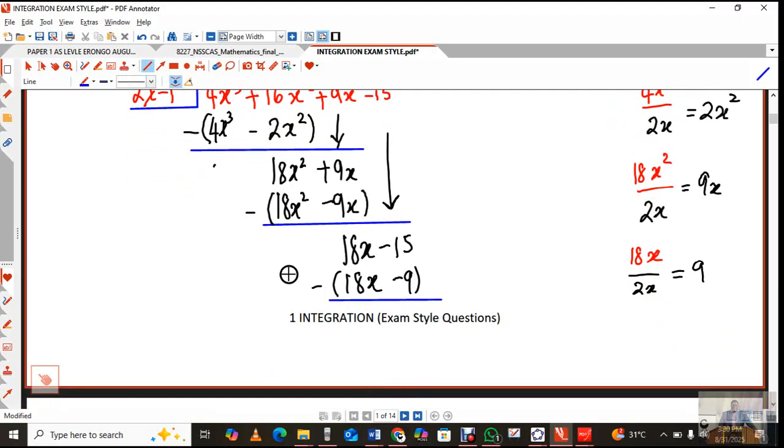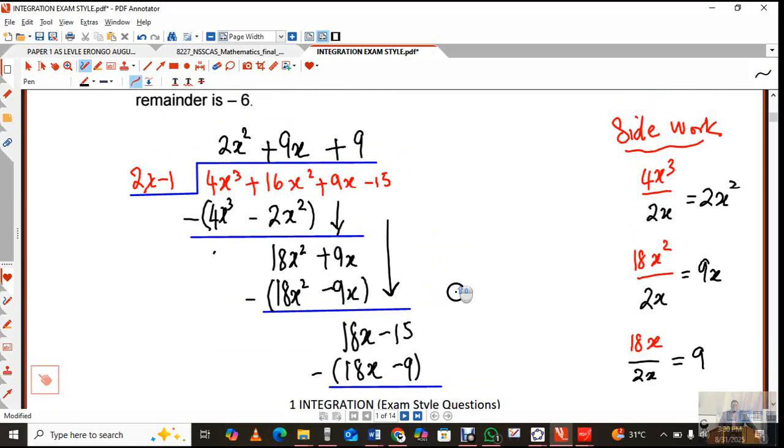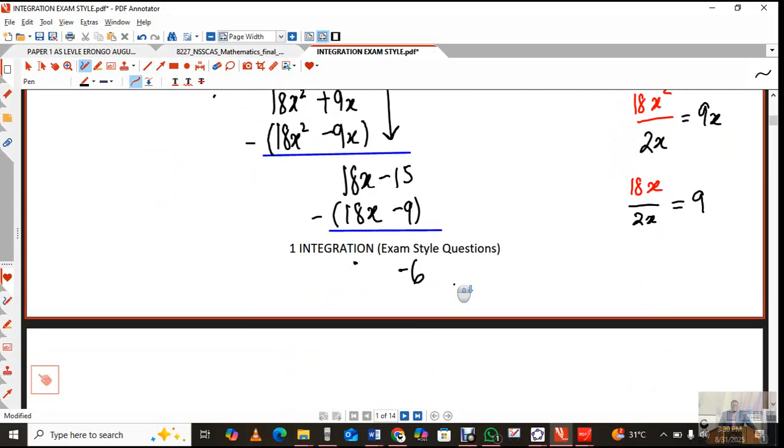you're going to get a remainder. So that's going to be 0. And the remainder here will obviously be negative 15 plus 9, which is negative 6. Okay, so that is what we have. So I'm just going to write down the quotient, 2x squared plus 9x plus 9.